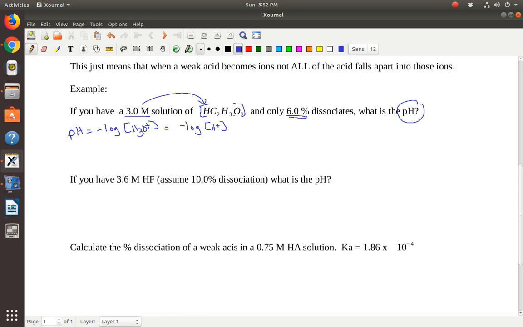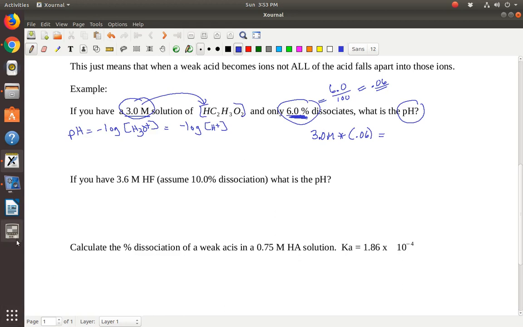So what this is saying is we have this acid that normally falls apart, but only 6% of it falls apart. So if we have a 3 molar solution of the acid, we only get to use 6% of it. So we have to figure out how much that is. So we take 3.0 molar times the percent. But in order to multiply by a percentage, you have to turn it into a decimal, so you divide by 100. So 6.0 divided by 100 is just 0.06. We use the decimal, times 0.06. And that's going to give us the actual concentration of the hydrogens that we're going to be using to figure out pH.